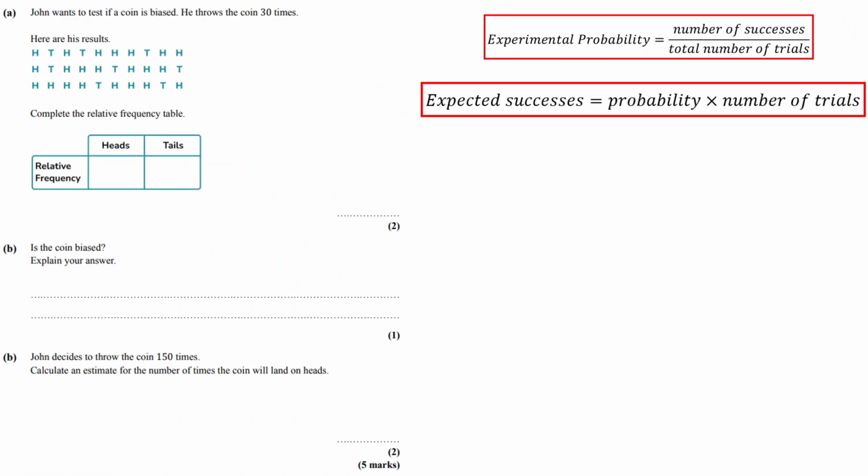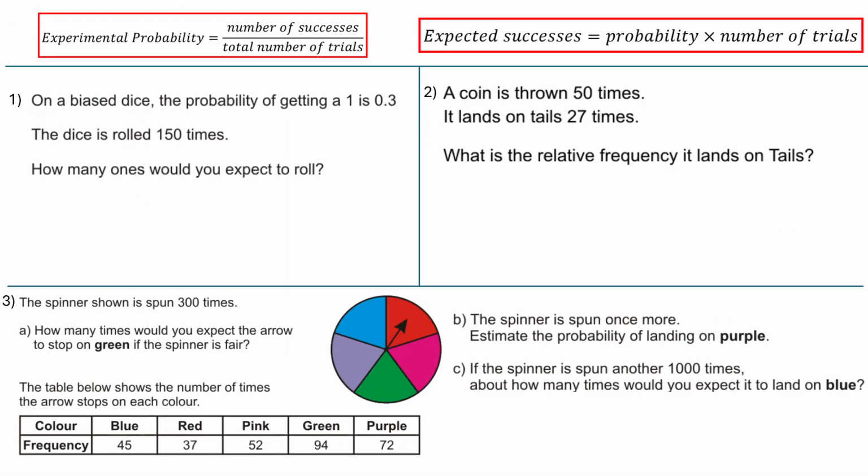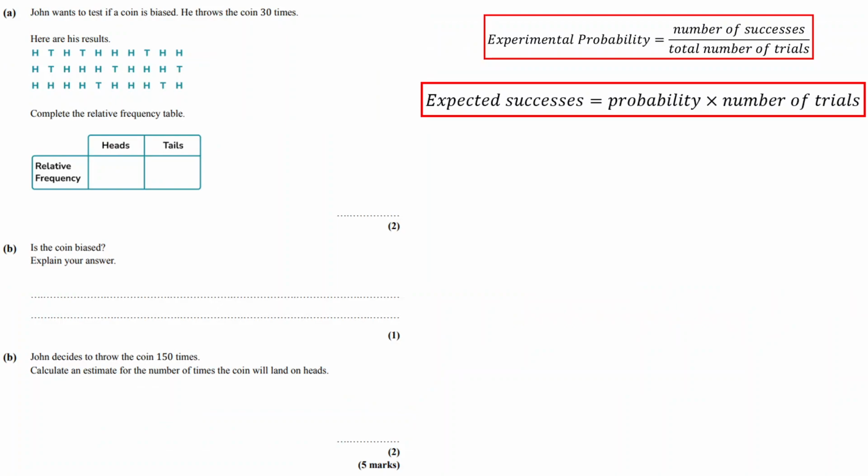Okay, so what we'll do is look at one typical exam question that I've got from somewhere, and then I'll give you 3 questions that you can give a go yourself, and that will be the end of this video. So let's go through this one first. John wants to test if a coin is biased. He throws the coin 30 times, and here are his results. Complete the relative frequency table.